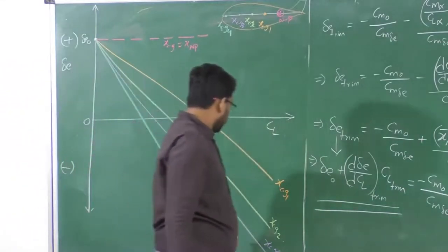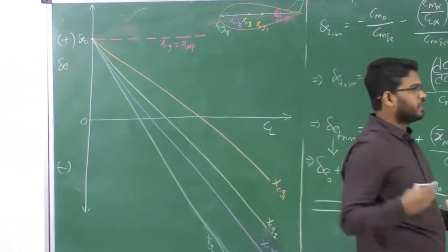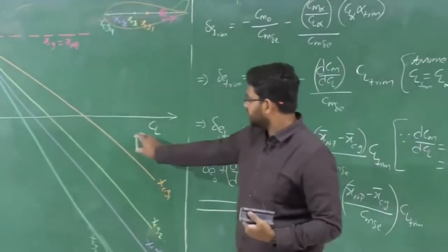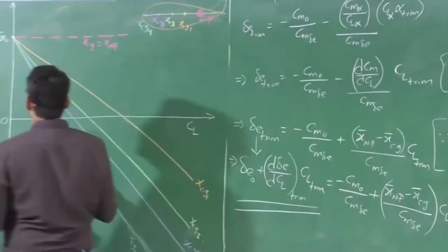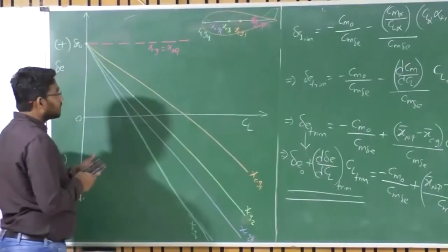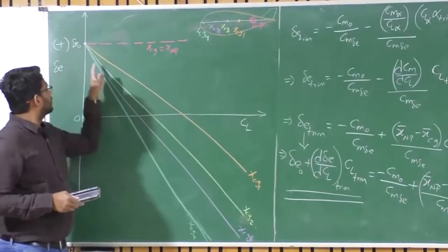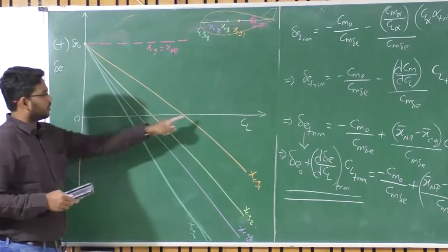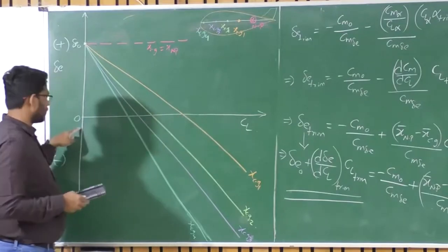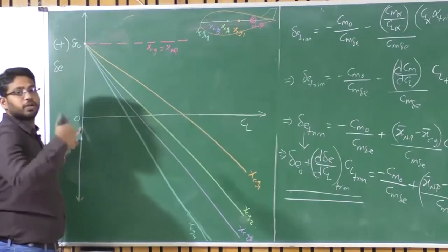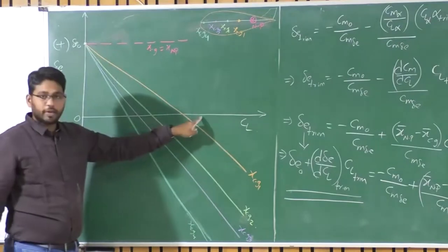So what do you mean by this? I am changing CL trim here, isn't it? The CL trim, or what is the CL trim? I am changing the CL value, right? Isn't it? So when there is a change in elevator deflection, that means for every CL there is a particular delta E value, which means there is a particular alpha trim. Am I correct or not?